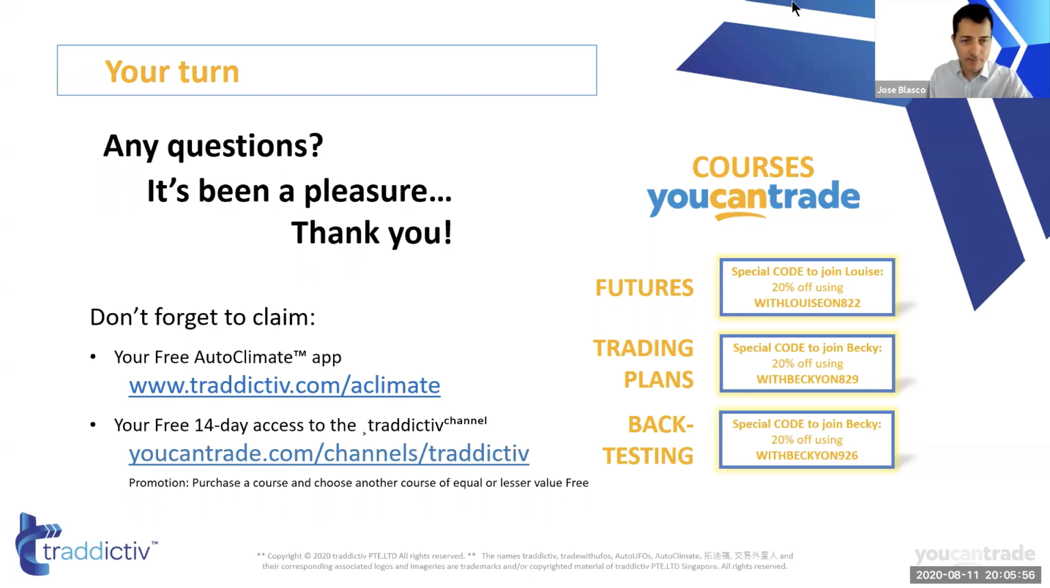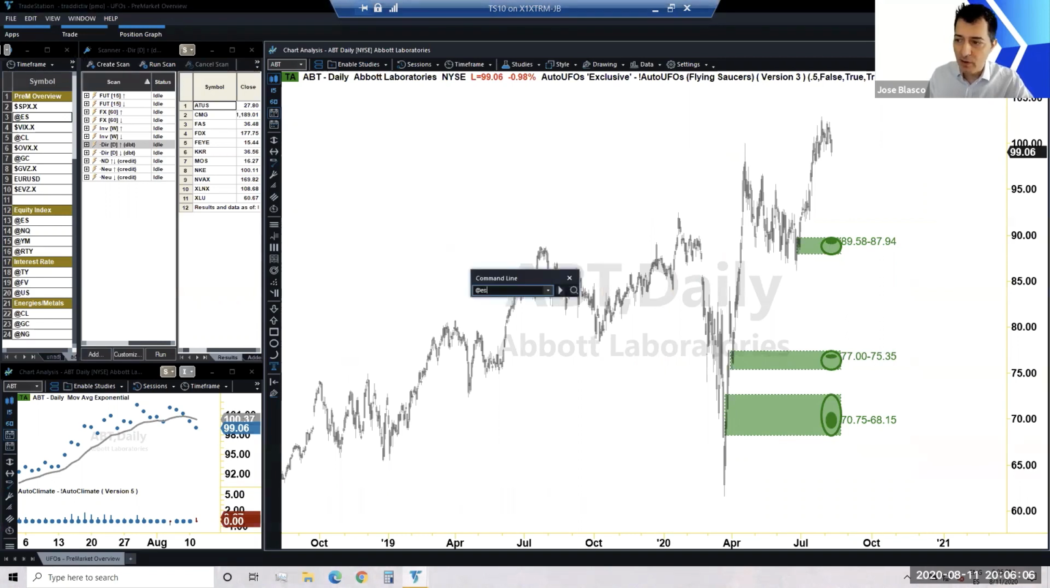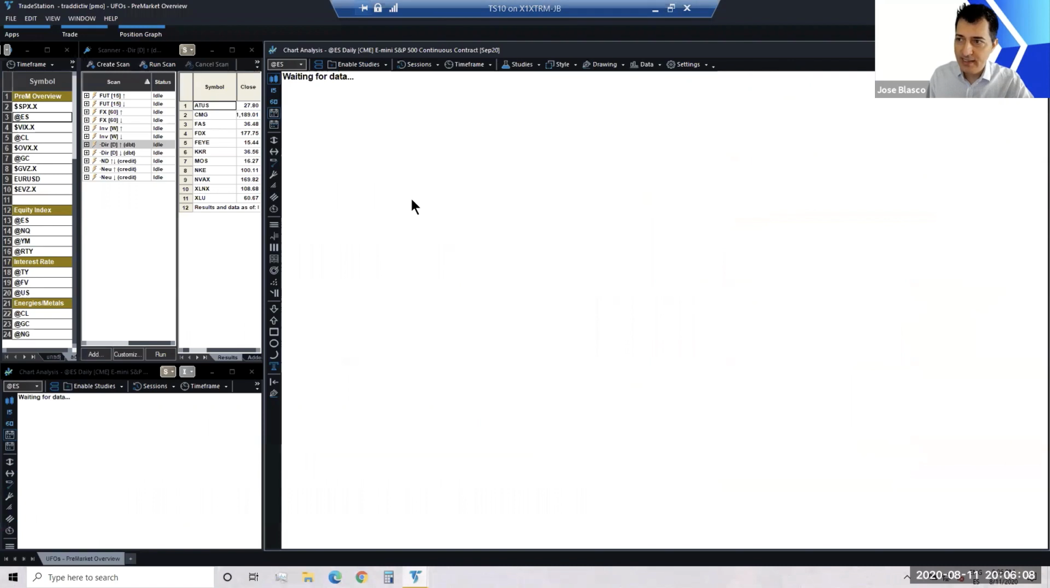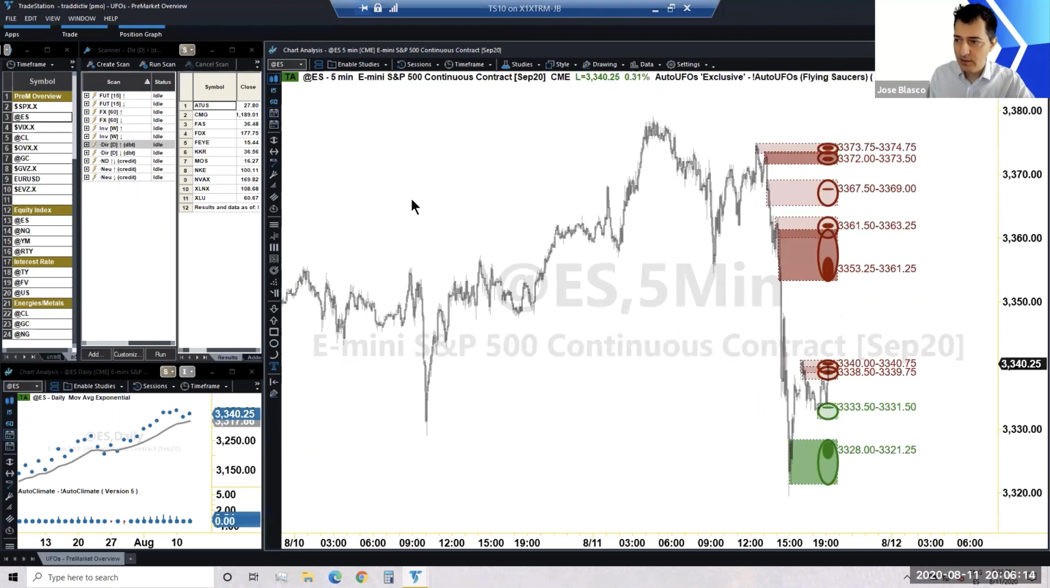So let me show you this very quickly. Here's TrustStation. For example, let's say you want to apply AutoUFOs to the S&P 500 futures, and when you trade S&P 500 futures, you trade the 5-minute time frame. So this is the 5-minute time frame of the S&P. Notice it is automatically, at the speed of light, identifying the on-field orders for you, buy and sell, red and green, right?